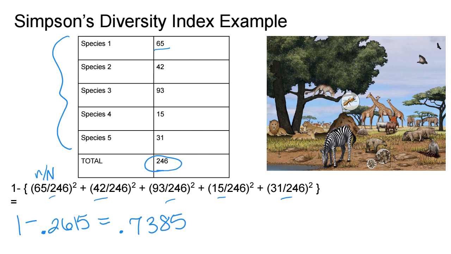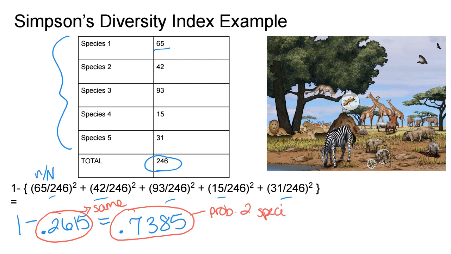which gives me a Simpson's diversity index of 0.7385. So let's talk again about what these numbers mean. This probability right here, the 0.2615, is the probability that the 2 organisms would be the same species. Therefore, when I subtract that from 1, I get my probability that the 2 organisms will be different.